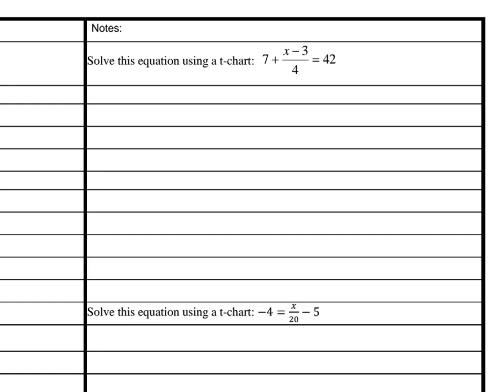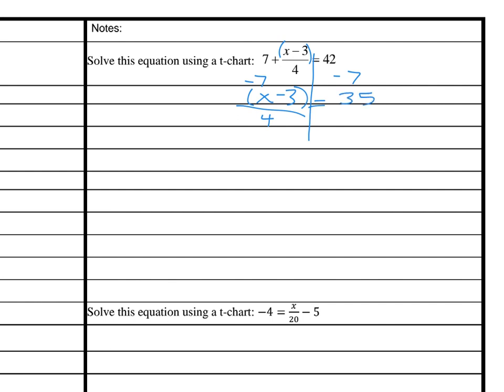Alright, solve this equation using a t-chart, so I'm going to draw my line down. 7 plus this whole thing, x minus 3, is being divided by 4, and is equaling 42. So x minus 3 divided by 4 plus 7 is what I said last, is what I get rid of first. So I'm going to subtract 7 on both sides. So then I'm left with x minus 3 divided by 4 equals 42 minus 7 is 35.